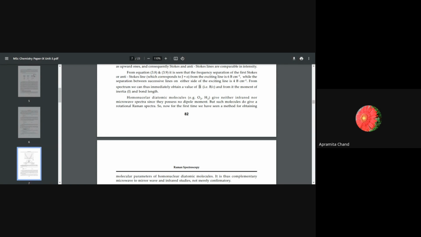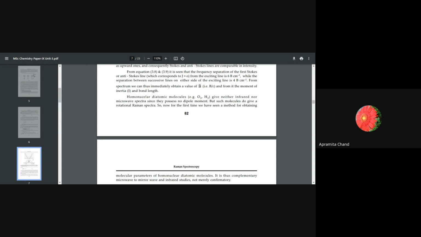There will be no change in dipole moment in homonuclear diatomic molecules, but they can give a rotational Raman spectra. Very important point: Raman spectra depends on the molecular polarizability rather than on the molecular dipole.